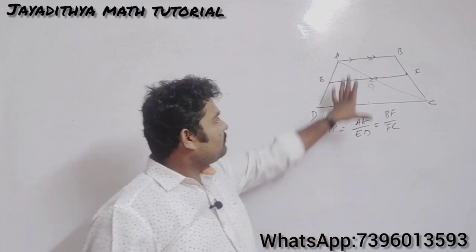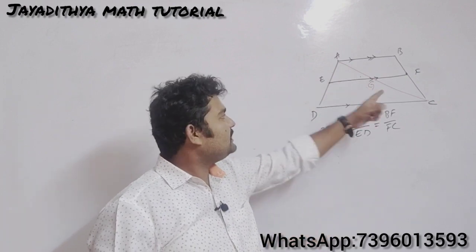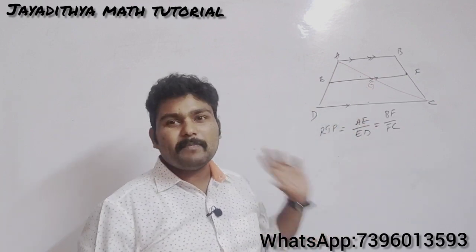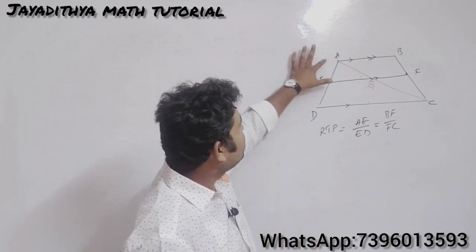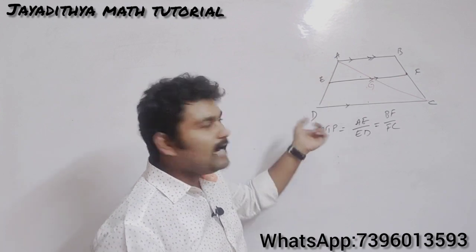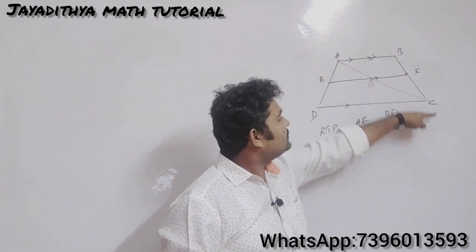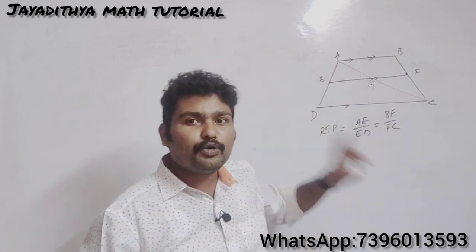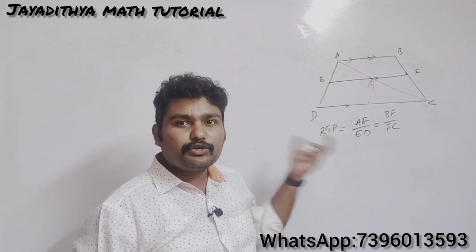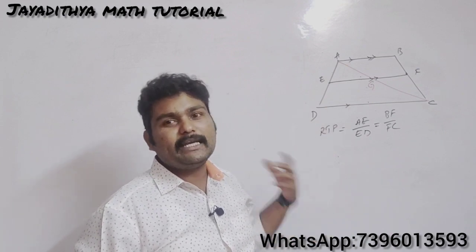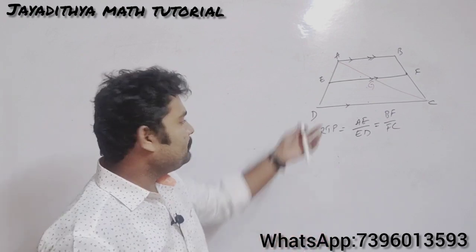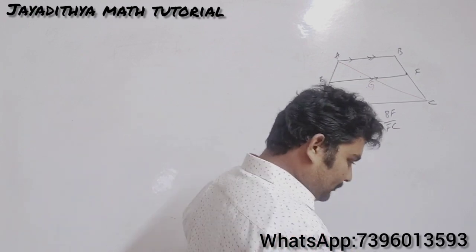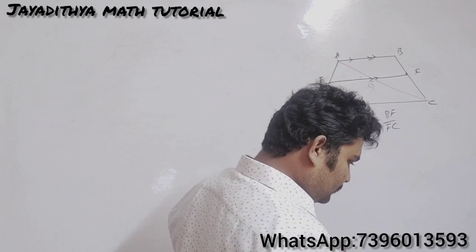In this problem we will say that EF is parallel to both the sides, and we will apply the basic proportionality theorem for both triangles. In the first case you take triangle ADC, and in the other case you take triangle CBA. From both triangles you apply the basic proportionality theorem, and by equating those results you will get the required proof here.